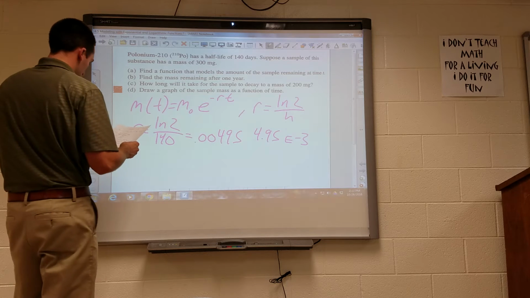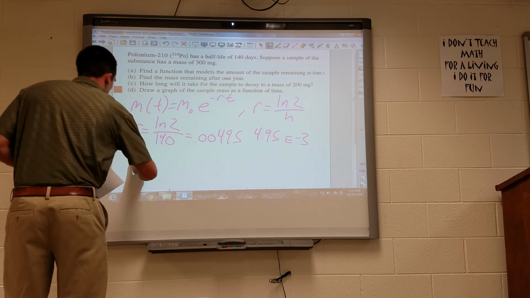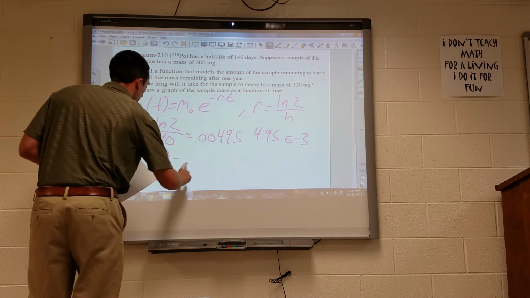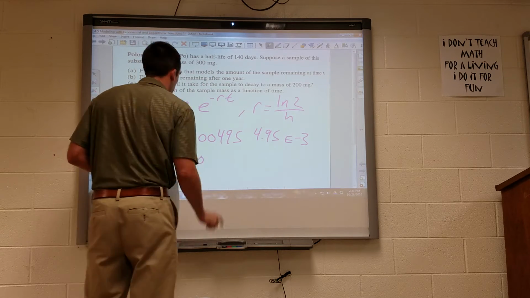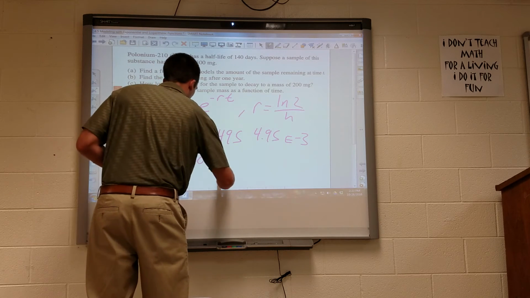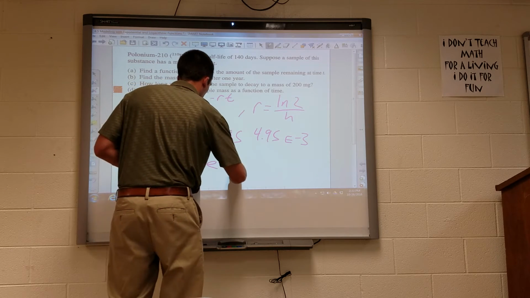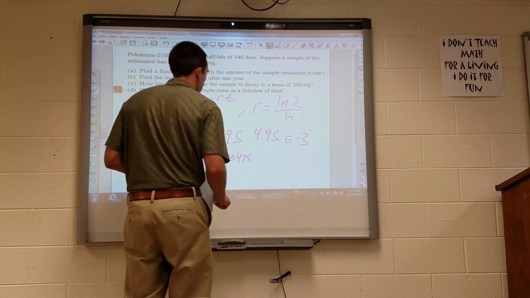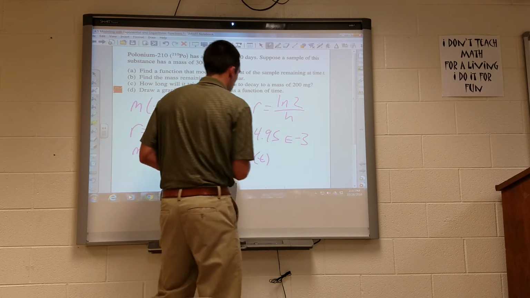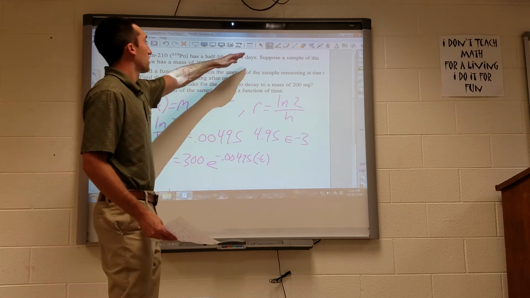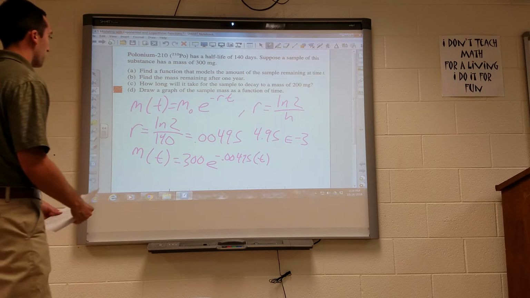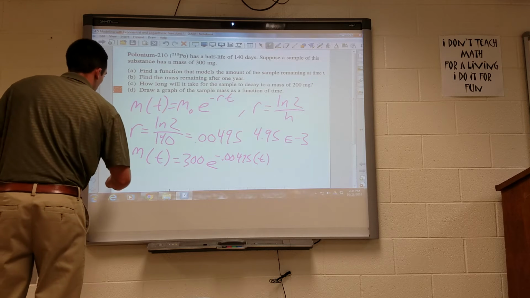So now that function looks like m of t is equal to the initial we started with, 300 milligrams, times e raised to the negative 0.00495, and then however long we're talking about, however many days in this case, because the half-life takes 140 days. That's A.